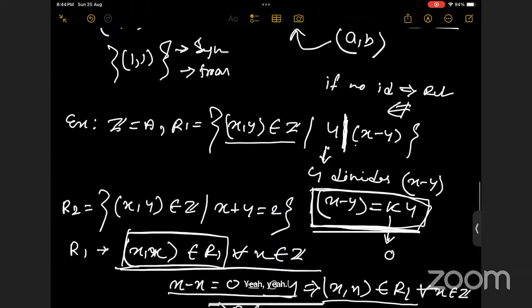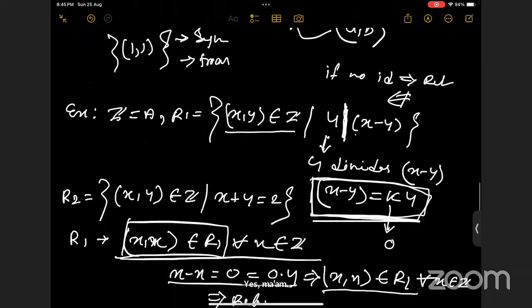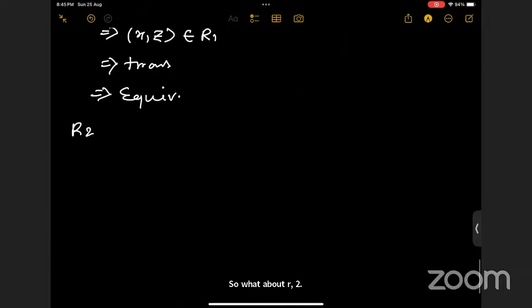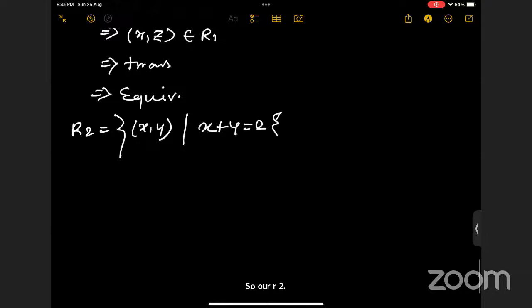So what about R2? What was our R2? This was our R2. Let me write it again. So our R2 was... Whether it is reflexive. Is it reflexive? x plus y is equal to what? Addition is reflexive, ma'am. Why? 0 plus 2 and 2 plus 0, both are 2.